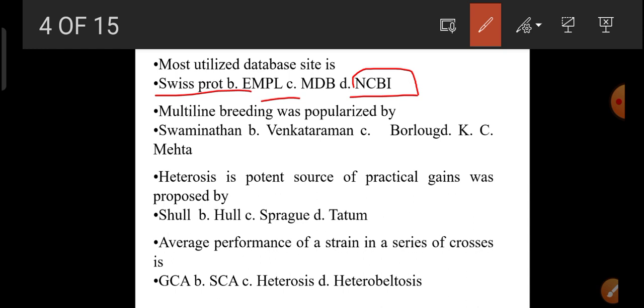Next question, average performance of a strain in a series of crosses is. The four options are GCA, SCA, heterosis and heterobeltiosis. When average performance is asked, it is GCA. When specifically it is asked, then specific combining ability. Heterosis, you know, the progeny performs better in one or the other character than the parent. Heterobeltiosis means betterment of the progeny over the best parent.